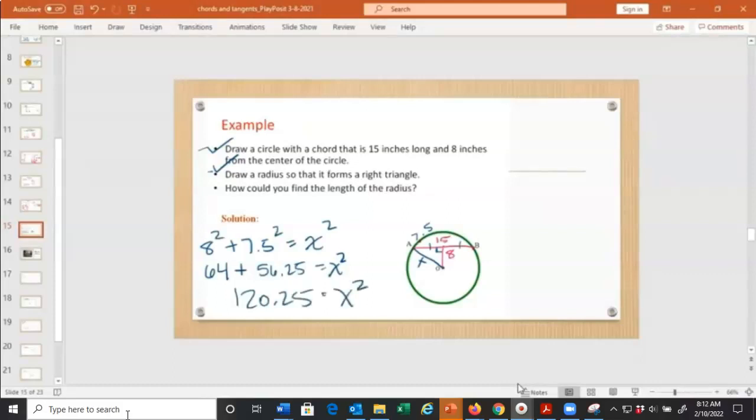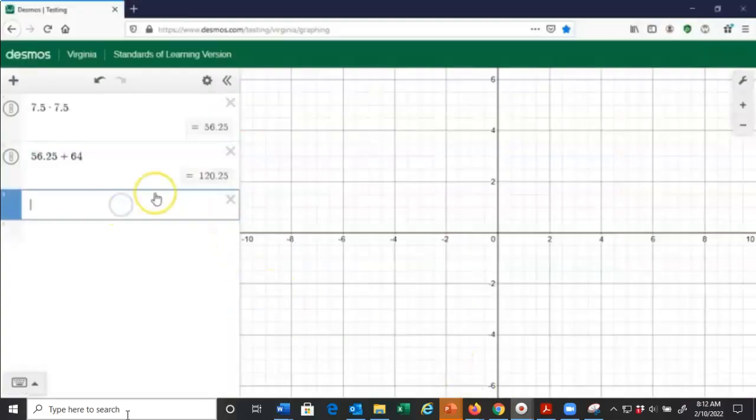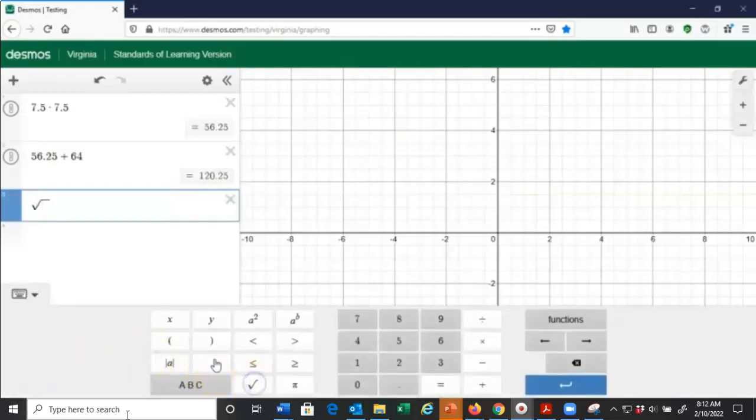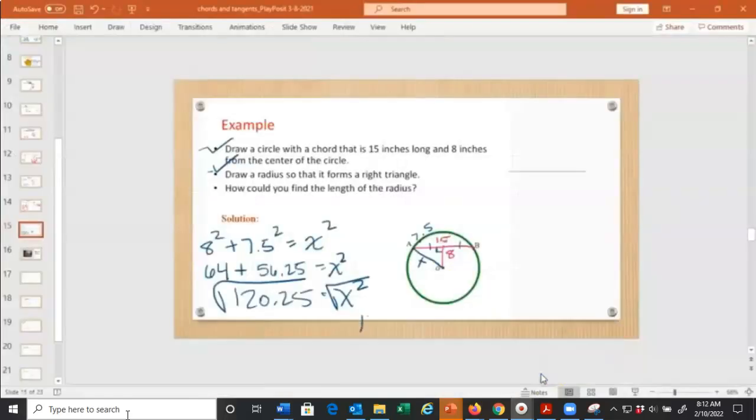And then we're going to take the square root of both sides, right, to get rid of that squared. There we go. 10.9658 inches. It is plus or minus, but remember we're talking about length here. So we're really only going to take the positive value.